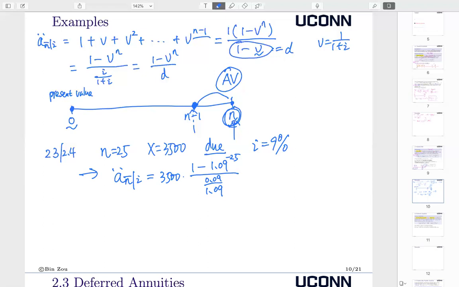What is 2.4? In 2.4, you want to know the accumulated value. So I will leave that to you. So that marks the end of this video. In the next one, we will continue to 2.3, deferred annuities.